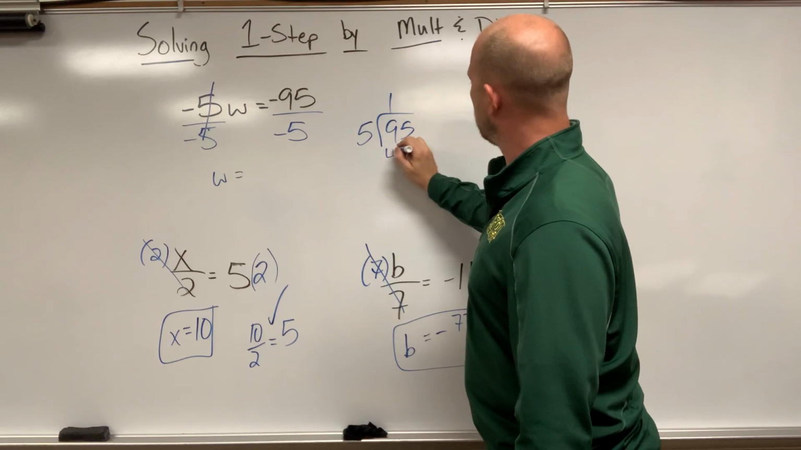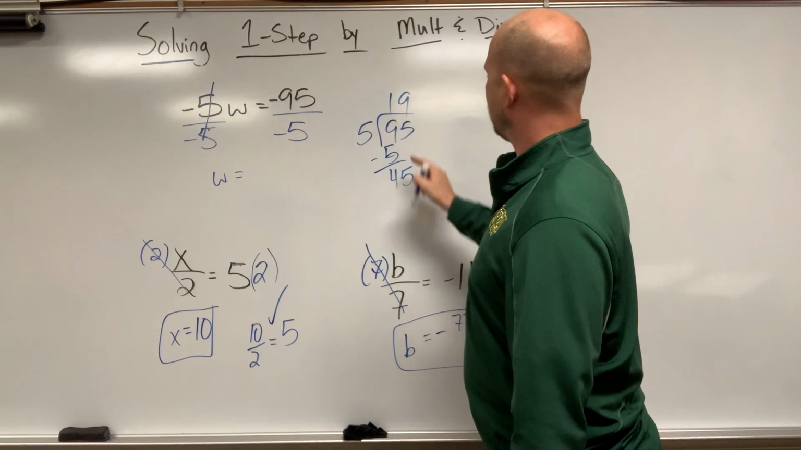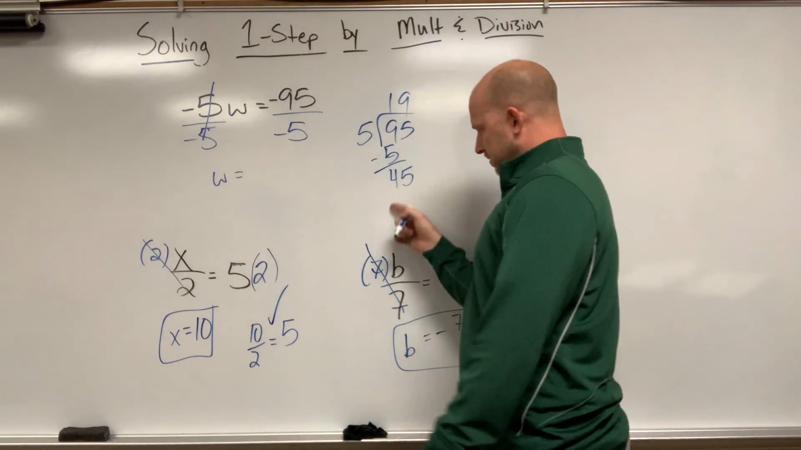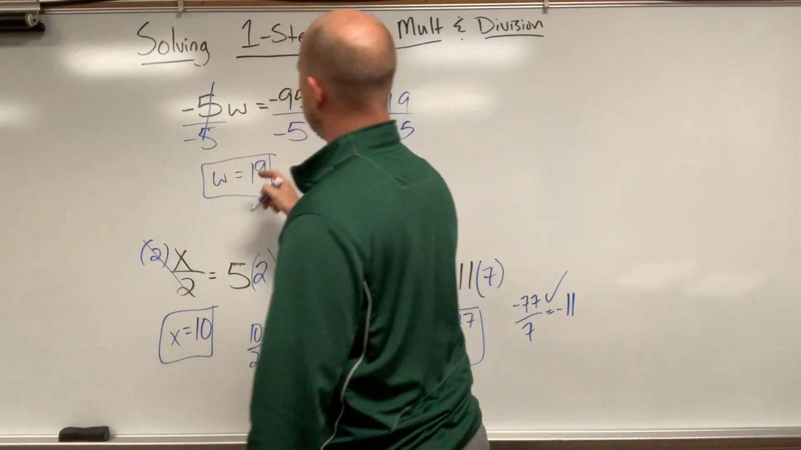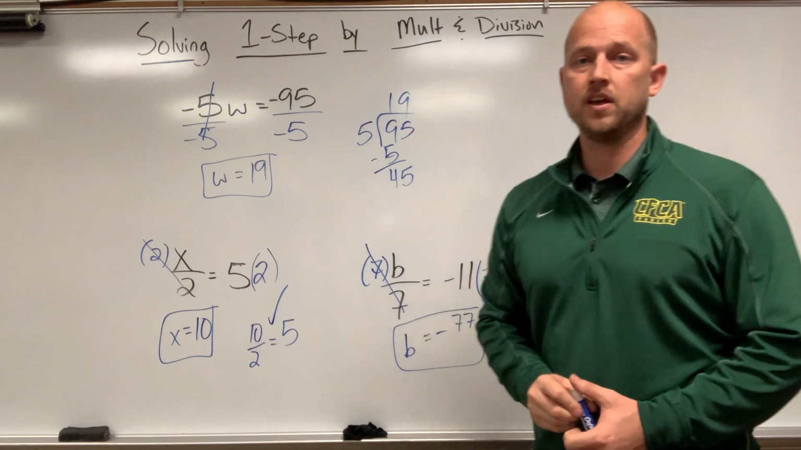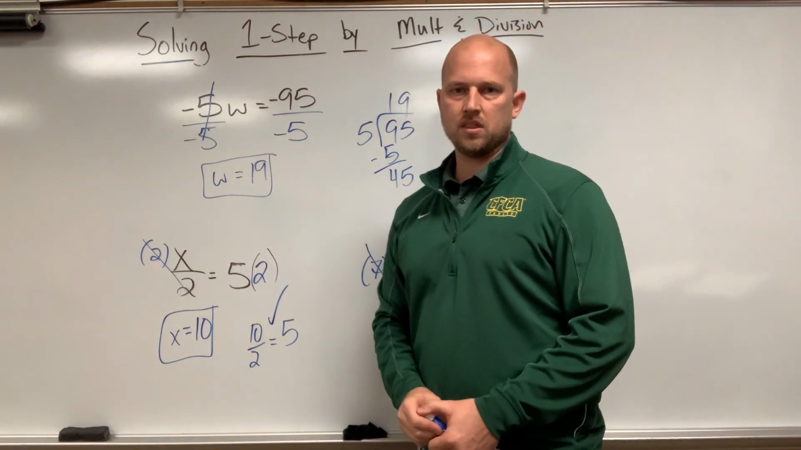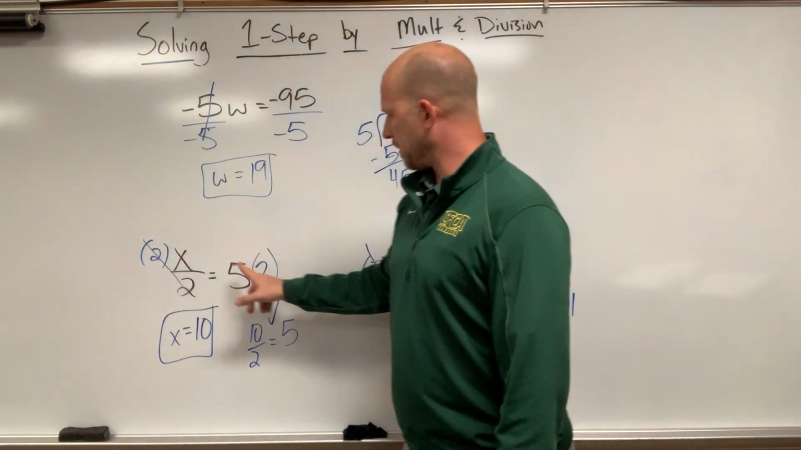5 into 45 is 9, and 5 into 45 again is 9, so I got 19. Okay? That's another 45 and it goes away. So 19, positive 19. You can plug that in, negative 5 times 19, and it will give you negative 95. So just keep in mind those negatives and things. If I had a negative down here, it would then multiply both sides by negative.